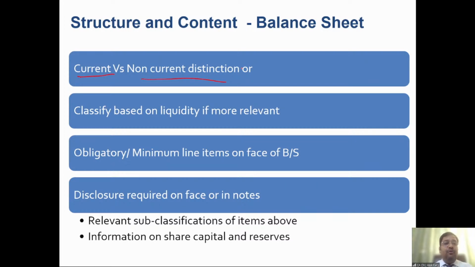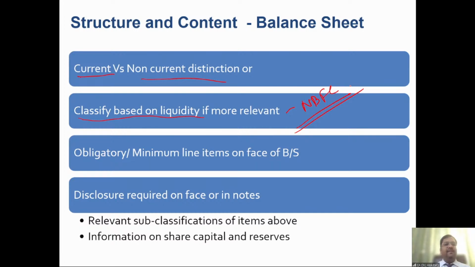So division 2 to schedule 3 prohibits the classification based on liquidity. But Ind AS 1 says that you have to classify on the basis of liquidity if more relevant. For example, NBFC companies, the balance sheet of NBFC company is on the basis of liquidity. If you see division 3 to schedule 3, it gives the format into financial and non-financial, right? It gives the format on the basis of liquidity. So friends, division 2 to schedule 3 does not allow liquidity, but Ind AS 1 allows liquidity if more relevant.